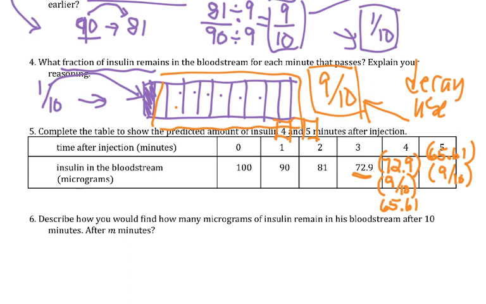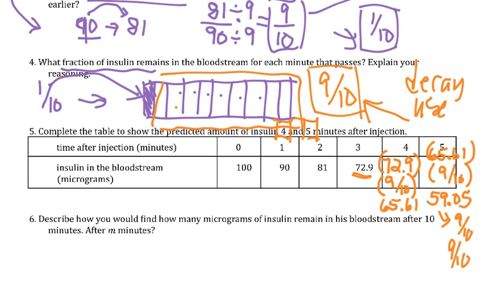And when I do that, remember, I always lose a tenth. So what's remaining? 9/10. So that is why I'm using the 9/10. So now what is that amount? 59.05. So now it says, well, what would I do to figure out how many micrograms it would be after 10 minutes? Well, I could continue my table, right? But I would have to keep multiplying this by 9/10, and again by 9/10, and that gets to be cumbersome.